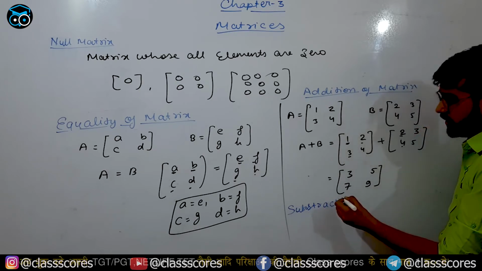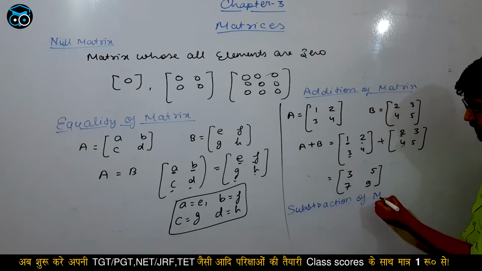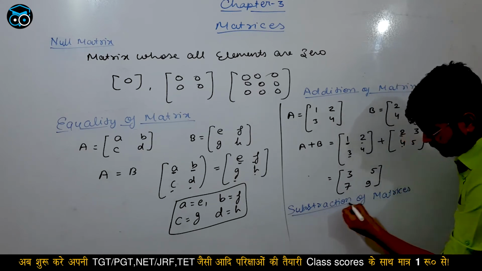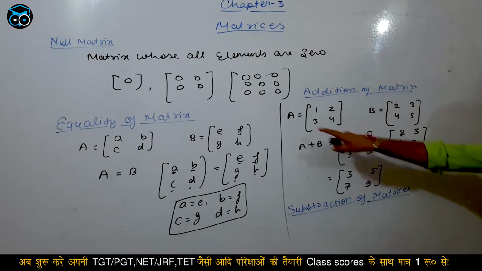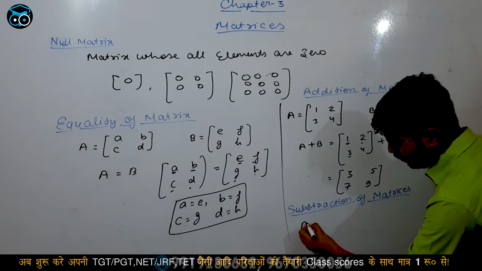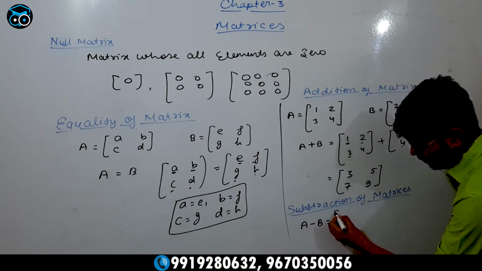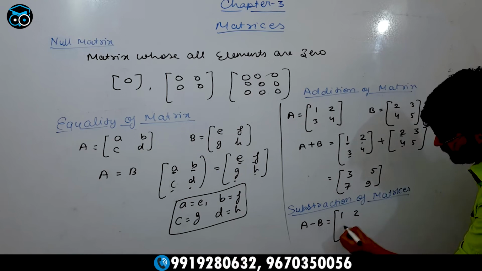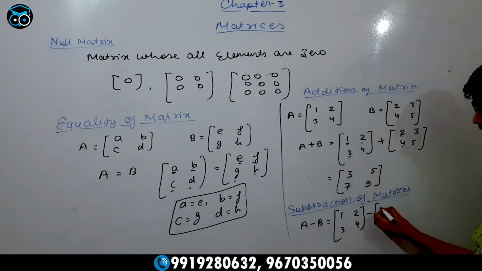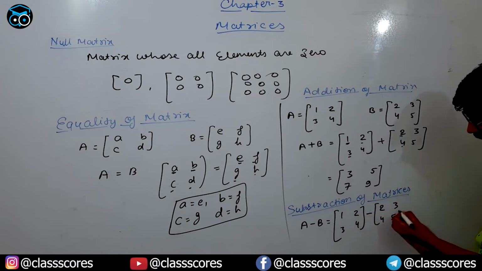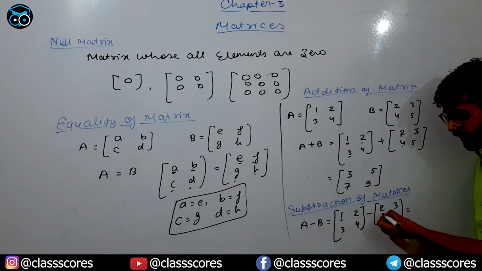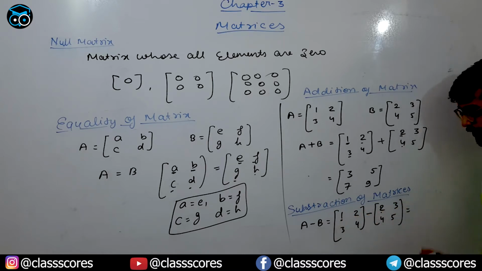So note down the next heading, subtraction of matrices. It is also quite the same. A and B are given. If you need to find the value for A minus B, then write the A matrix and write the B matrix, and it also follows the same rule. Same position value subtracts the same position term.